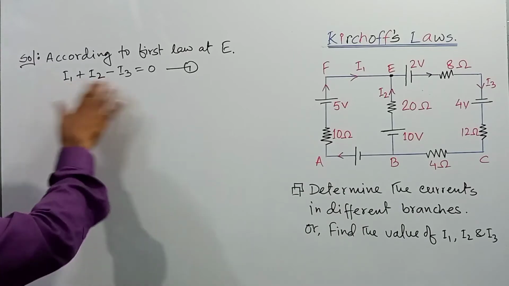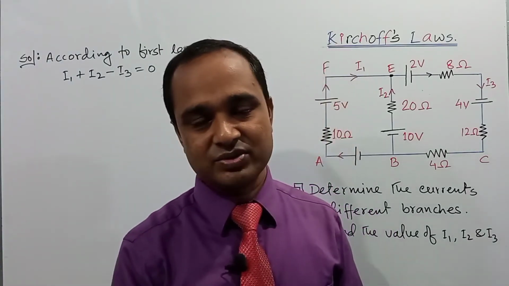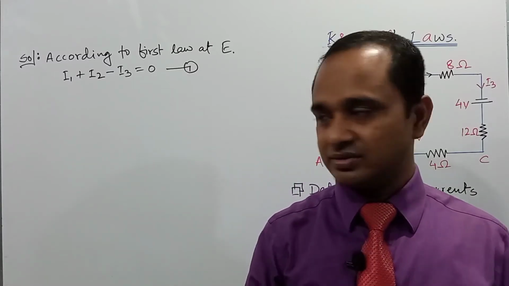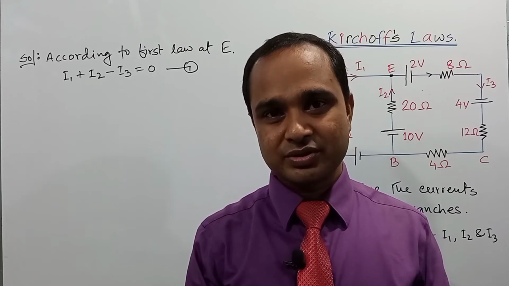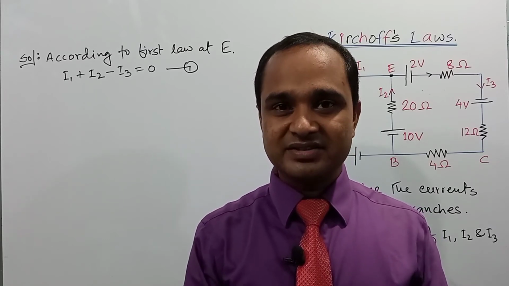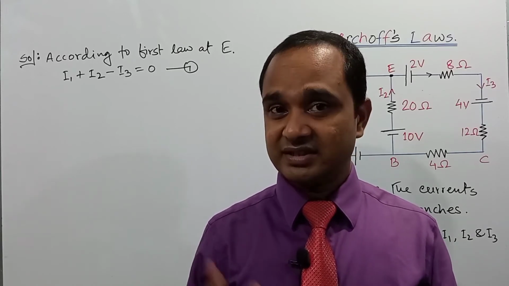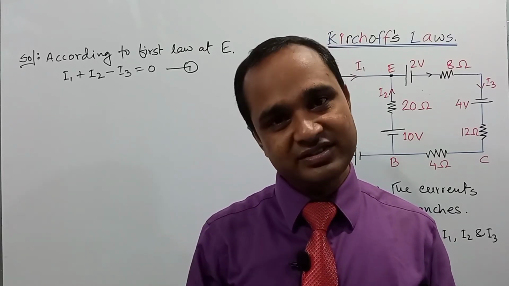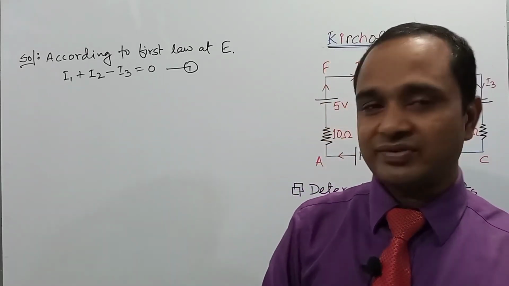So dear student, you know there are three variables. The values of I1, I2 and I3 are all unknown. To solve this type of problem, at least three equations are required. Since there are three variables, we need at least three equations. So one we established according to the first law.